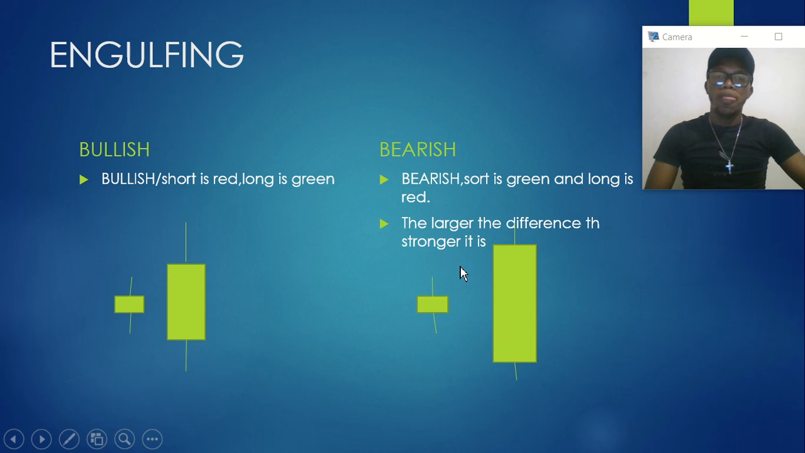And also, if this candlestick is green and this one is red, the larger the difference, the stronger it is. If this is very large, you also have to enter on the second candle here, the confirmation of a sell.